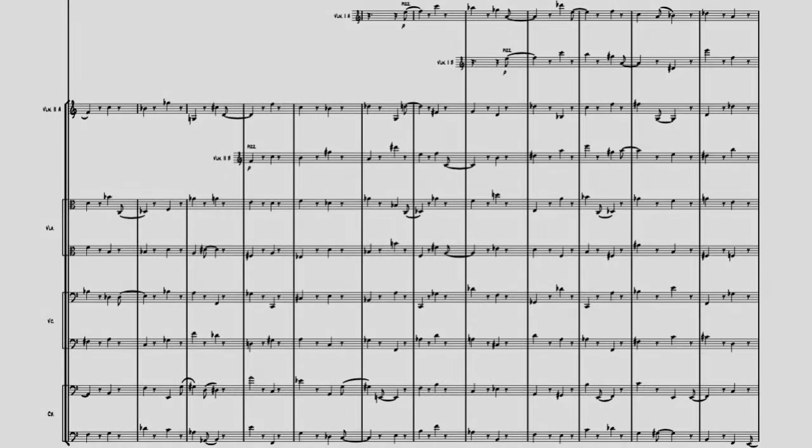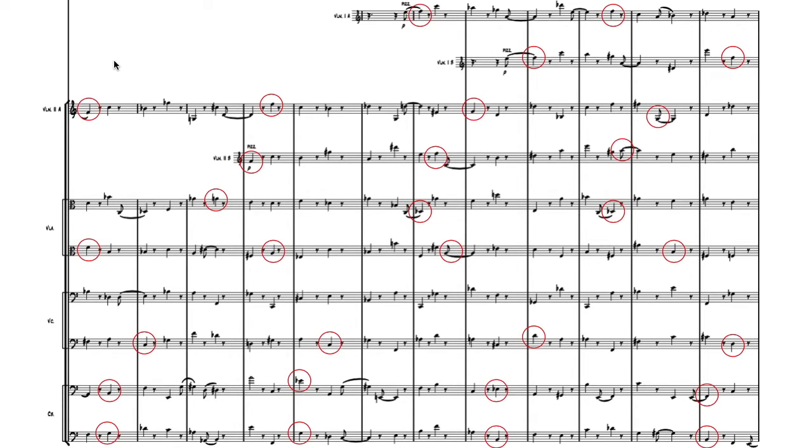Looking at measures 70 through 81 here, we have all of the string parts in divisi, which gives us 10 independent lines occurring in simultaneity. And here are all of the roots, or new beginnings to the cycle.